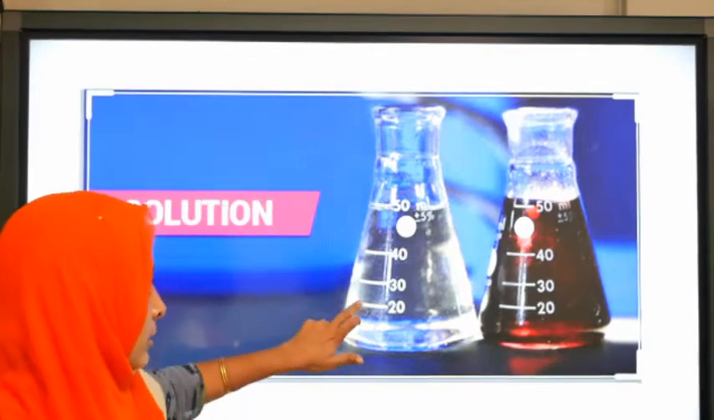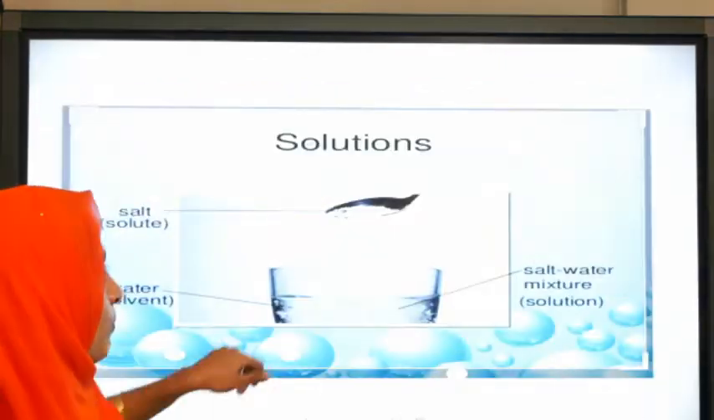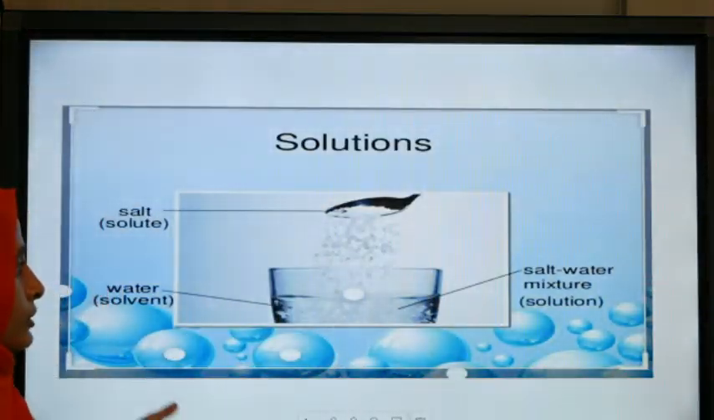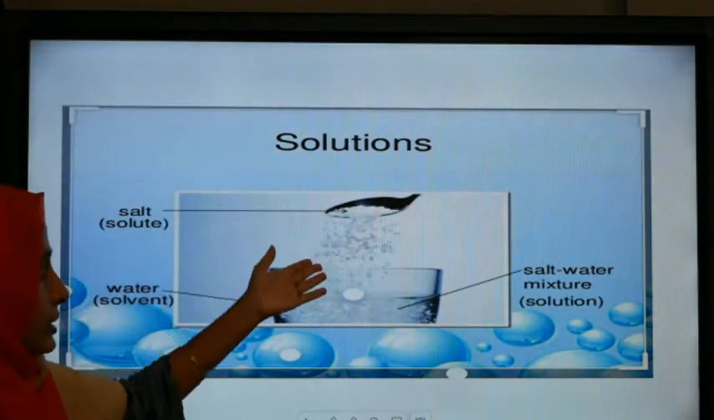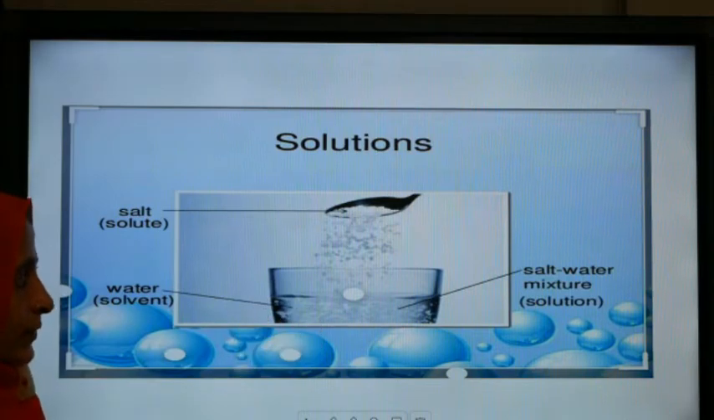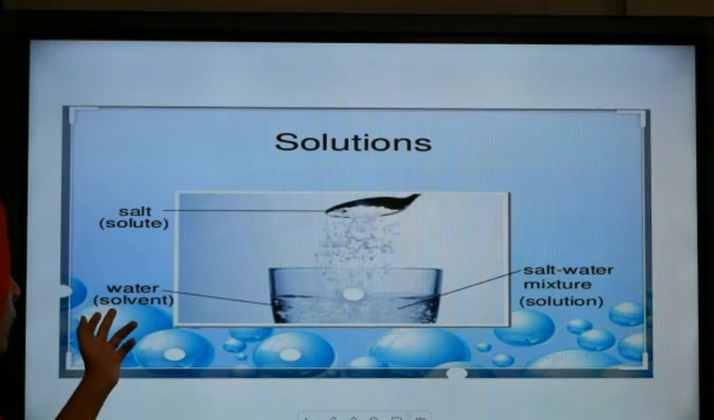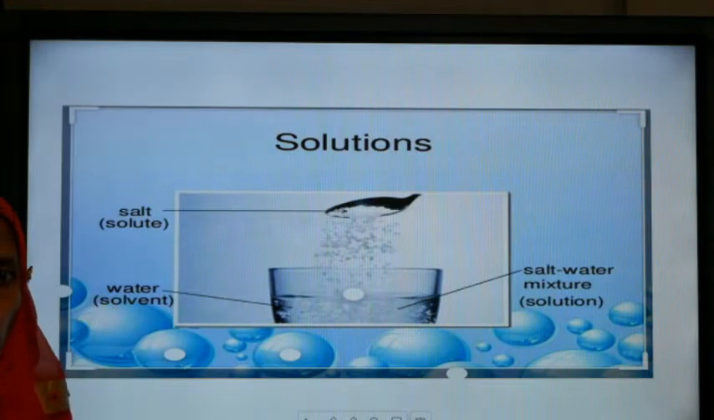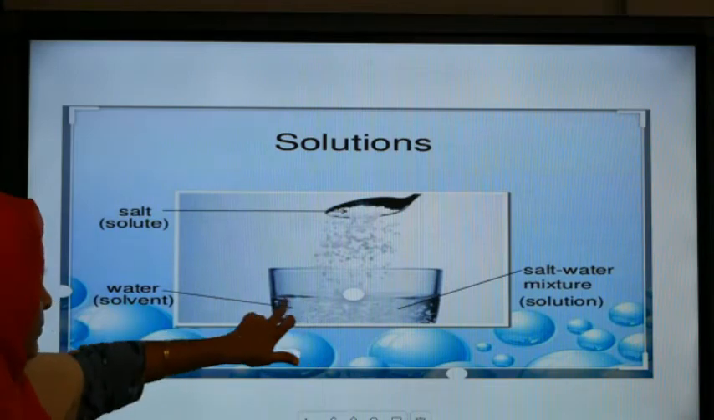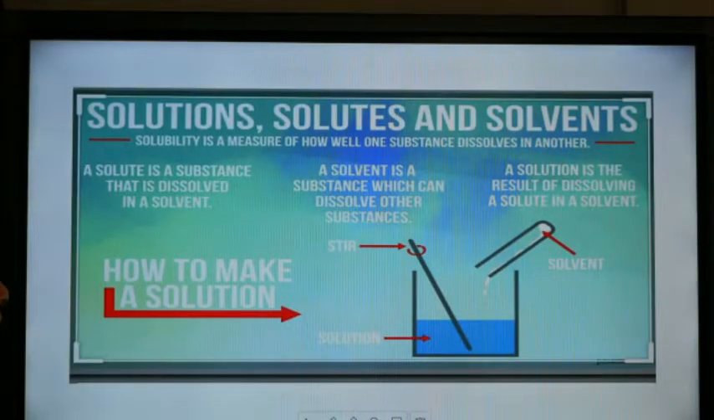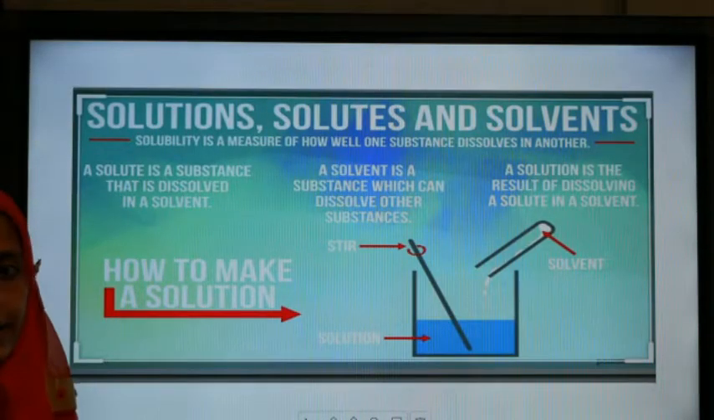Okay. Now in a solution there are 2 parts. See, in the case of salt solution, we are taking salt and water. We are mixing salt and water with each other. Here this salt is called the solute and water is called the solvent. So what is meant by solute and solvent? A solute is a substance that is dissolved in a solvent.